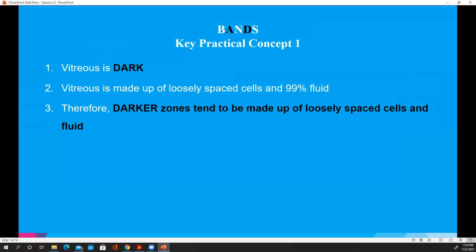That which looks like something else in a reflectance pattern probably has some quality that is the same as that something else. So if two things look dark, they probably have some similar quality. We're already using vitreous as our anchor. Vitreous is dark, so darker zones should be made up of what vitreous is made up of, which is loosely spaced cells and fluid. Does this make sense? Yes.